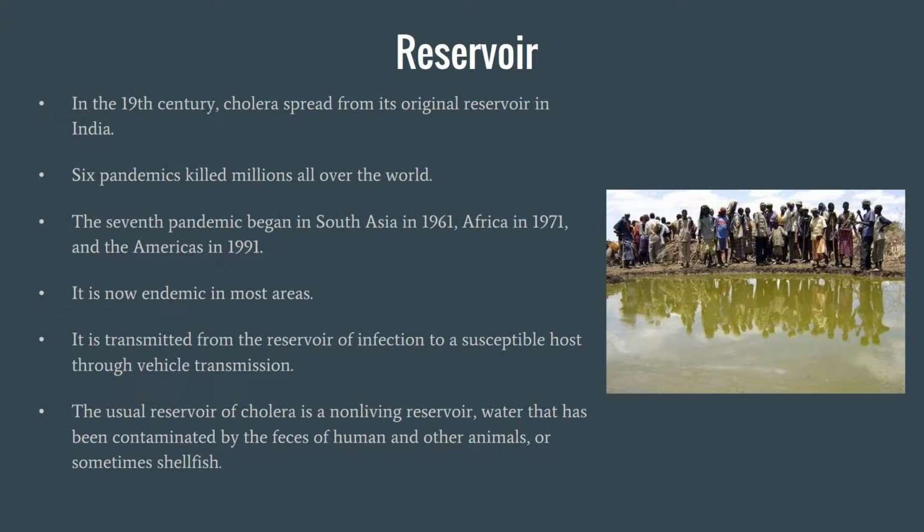It is transmitted from the reservoir of infection to a susceptible host through vehicle transmission. The usual reservoir of cholera is a non-living reservoir, water that has been contaminated by the feces of humans and other animals, and sometimes even shellfish.